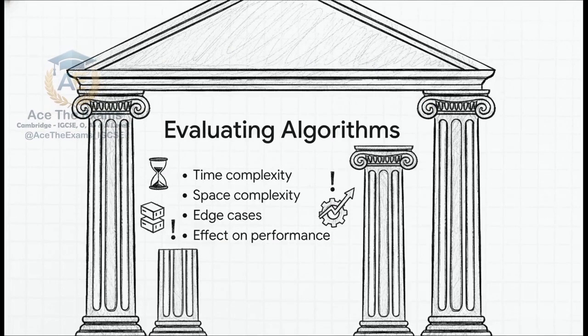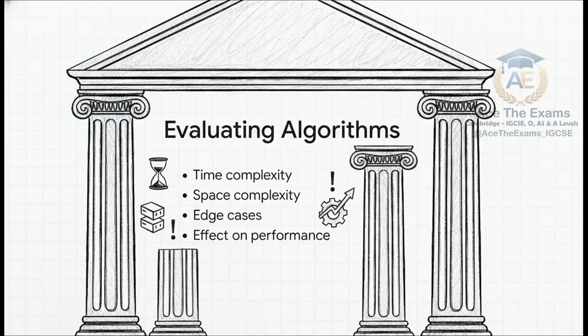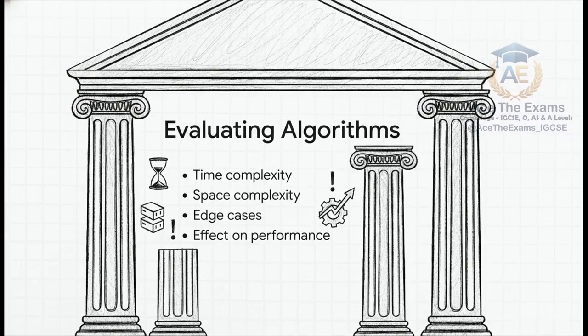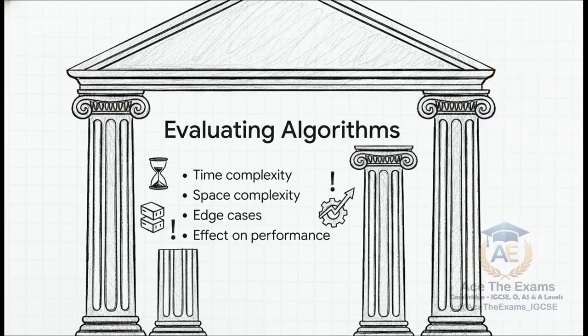Now, moving beyond just reading tables, the exam will often ask you to evaluate the quality of an algorithm that actually uses these logic gates. The critical criteria for evaluating algorithm quality in a Cambridge exam require you to identify 4 specific pillars: time complexity, space complexity, edge cases, and their overall effect on performance.